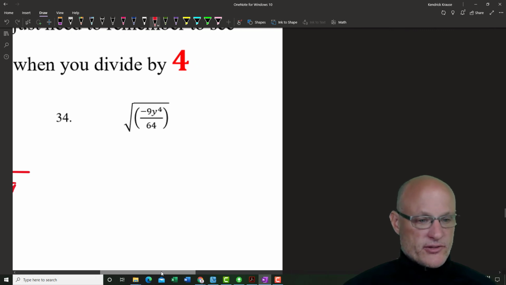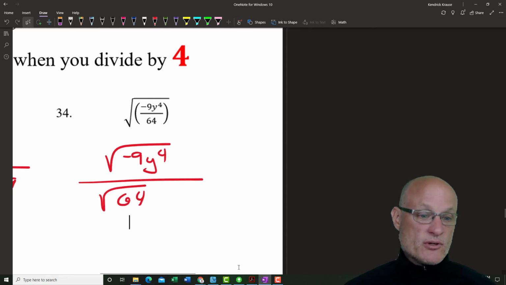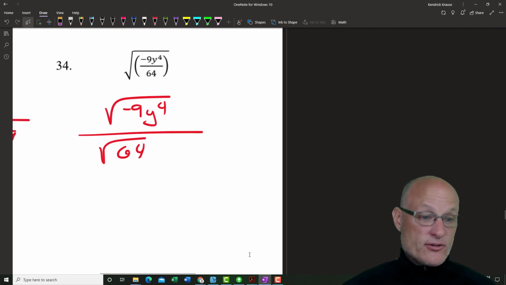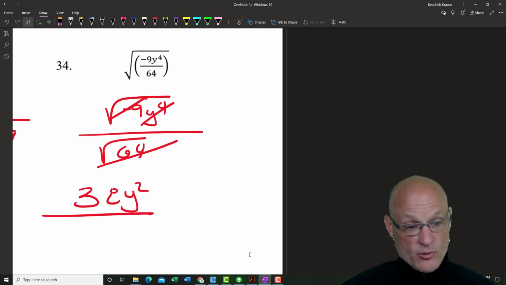And let's just split this sucker up. Square root of negative 9y to the 4th over square root of 64. The square root of negative 9 is 3i. The square root of y to the 4th is y squared, over the square root of 64, which is just 8.